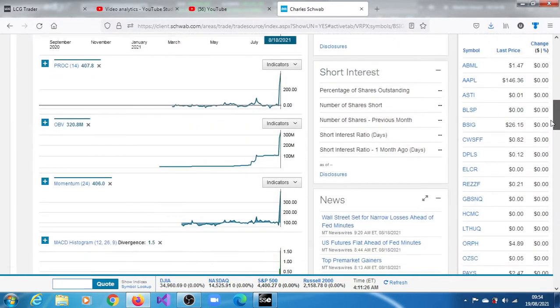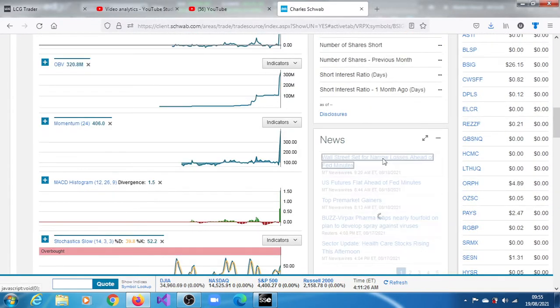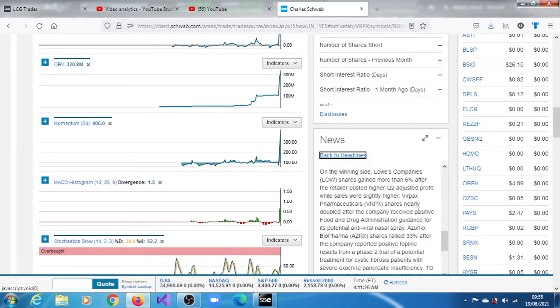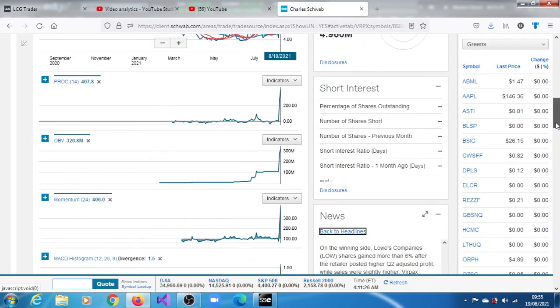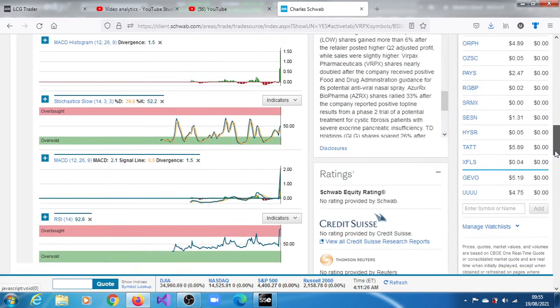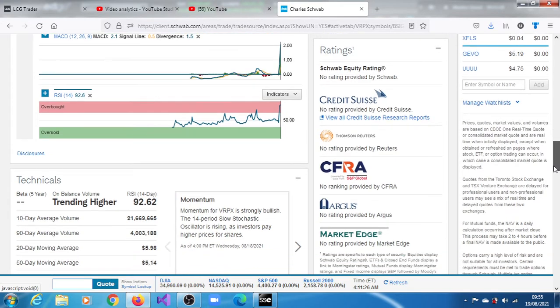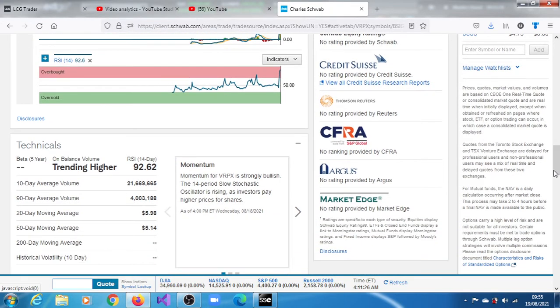So let's get that news again. I mean, we all know that news very much. It says Virpax Pharmaceutical, VRPX, shares nearly doubled after the company received positive FDA guidance for its potential antiviral nasal spray. So yes, it continued to extend. It was extending during the session of the 17th of August and continued again in the session of the 18th. So now in the post-market slash pre-market of the 19th, it's now down 22%.